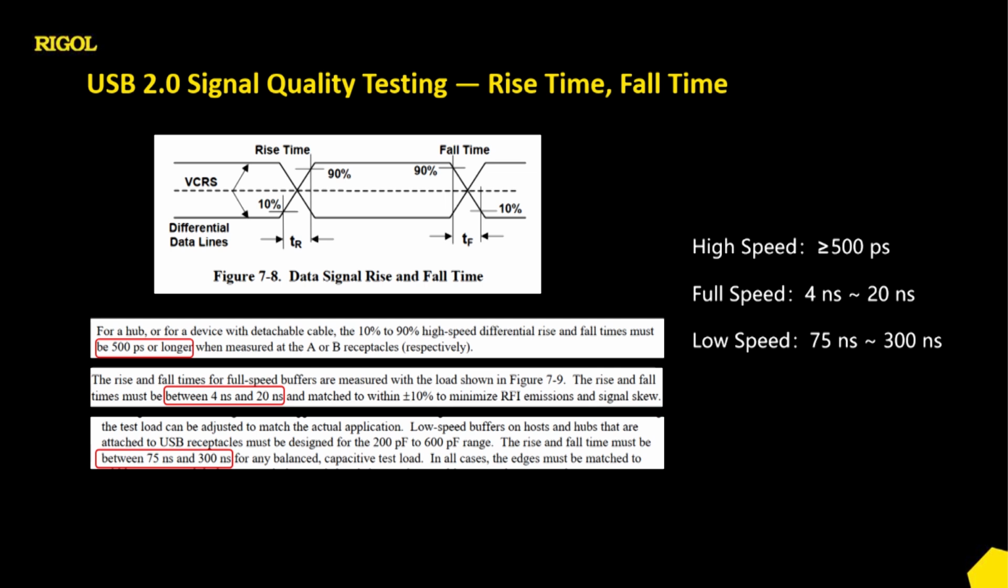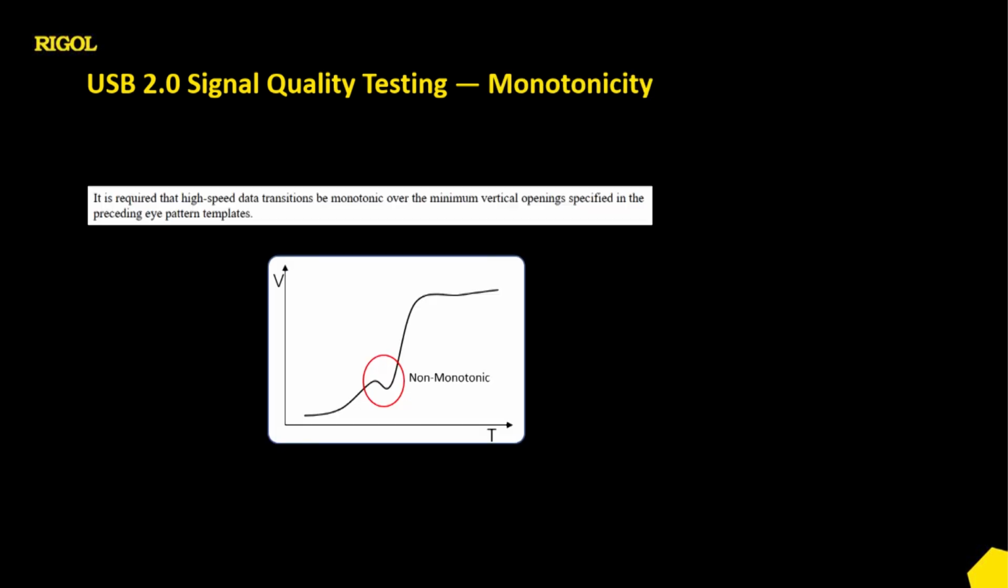For high-speed signals, the edge rise and fall time is greater than or equal to 500 ps. The rate of rise and fall is less than or equal to 1600 volts per microsecond. High-speed data conversion requires monotonicity at the minimum vertical opening specified in the eye template. So in the USB 2.0 high-speed consistency test, developers need to verify the monotonicity of the signal being measured. The monotonic verification requires that the signal amplitude should rise or fall smoothly without any opposite direction deviation.